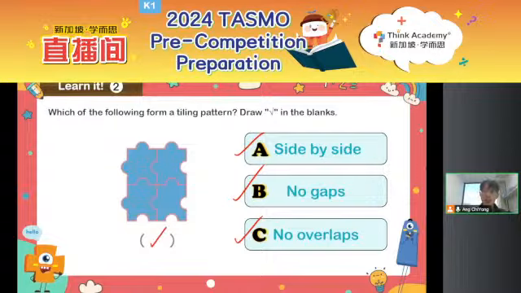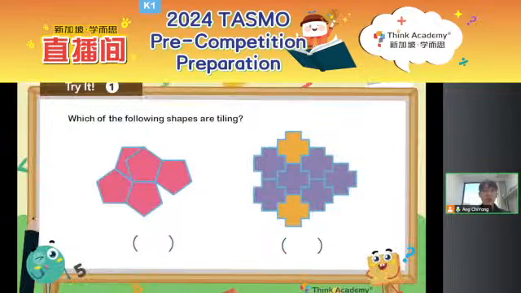Now I need your help to do the next two questions in your try it exercise. Which of the following shapes are tiling? You can refer to the rules before. I'll give you guys about 1 minute to do this question.